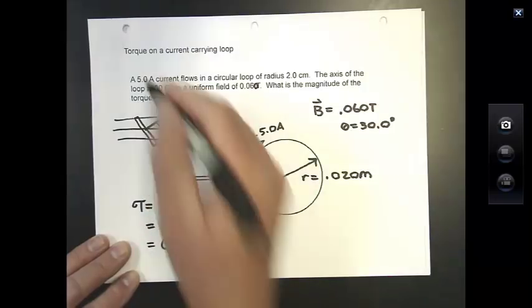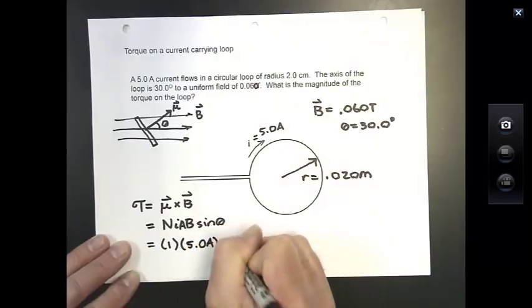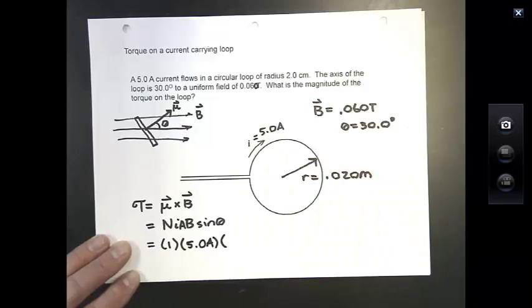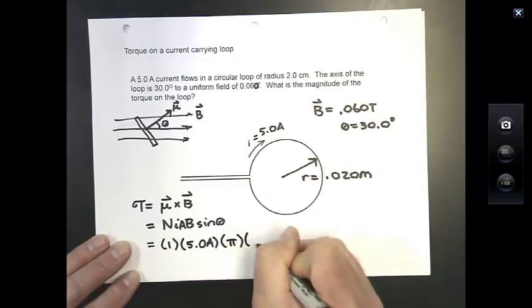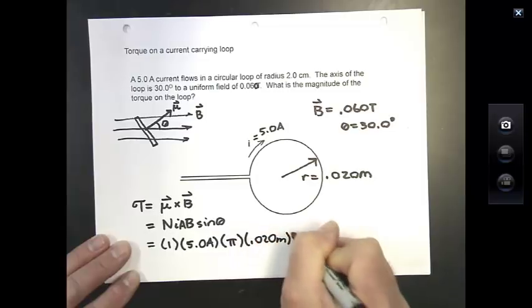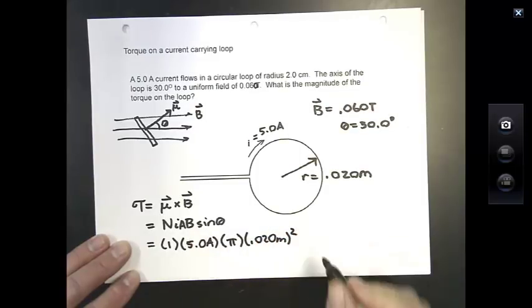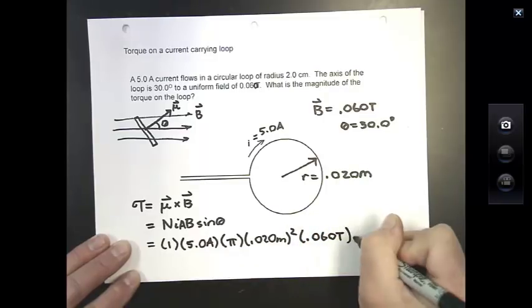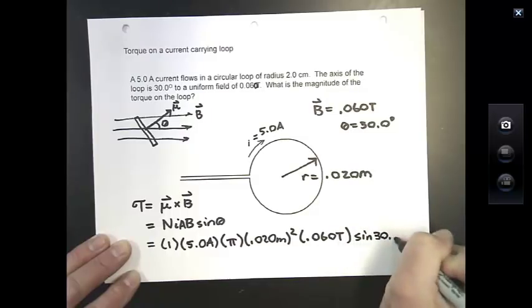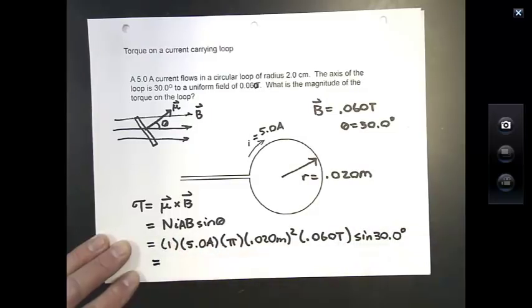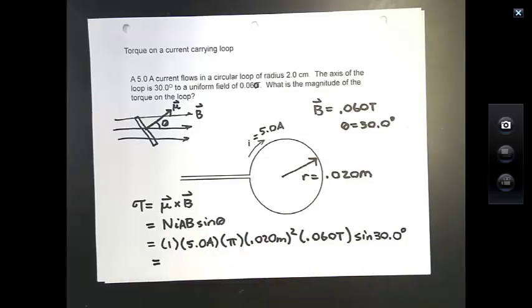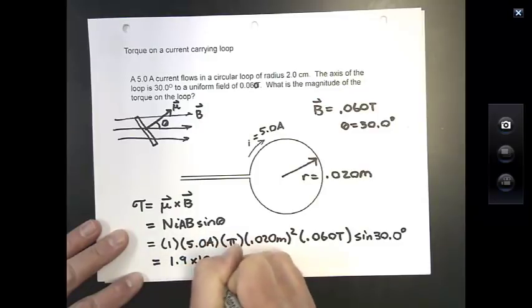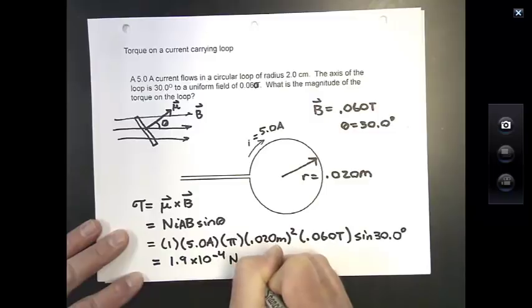The current, according to the problem, is 5 amps. The area, this is a circle with a radius of 0.020 meters, so we'll do pi r squared. The B field is 0.060 teslas, times the sine of 30 degrees. Our job is to punch that out, and we end up with an answer of 1.9 times 10 to the negative 4 Newton meters of torque.